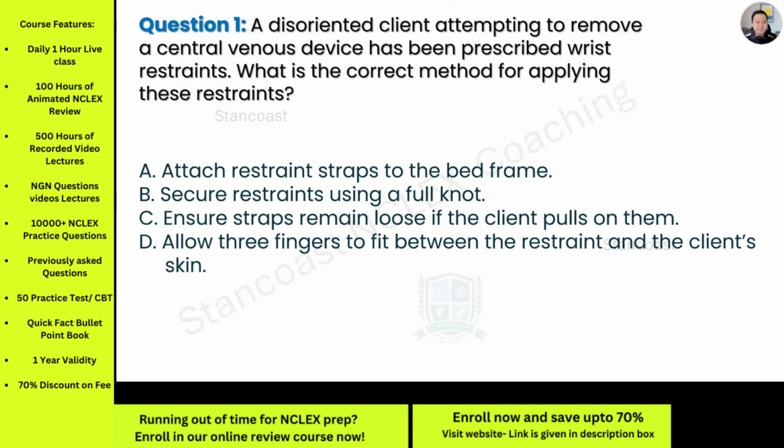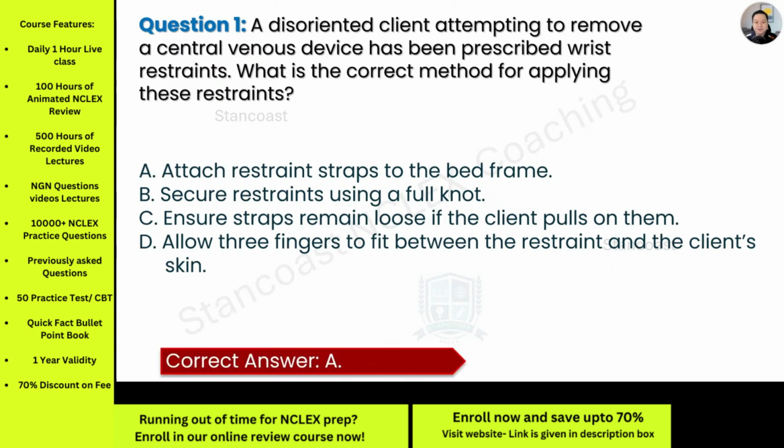A disoriented client attempting to remove a central venous device has been prescribed wrist restraints. What is the correct method for applying these restraints? A. Attach restraint straps to the bed frame. B. Secure restraints using a full knot. C. Ensure straps remain loose if the client pulls on them. And D. Allow 3 fingers to fit between the restraint and the client's skin. The answer is letter A.